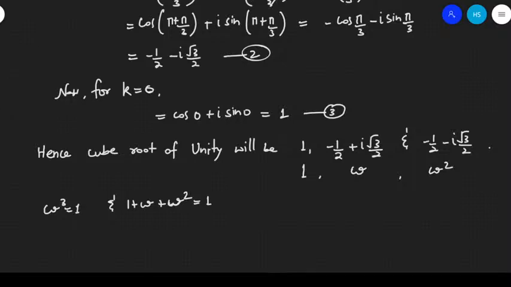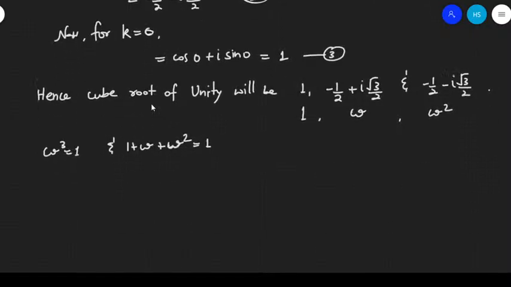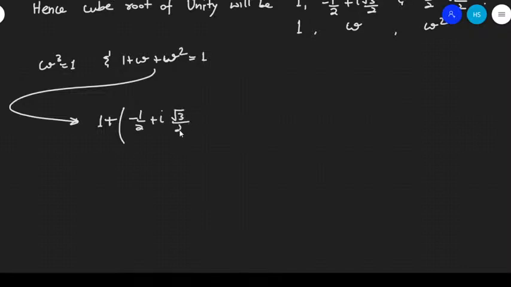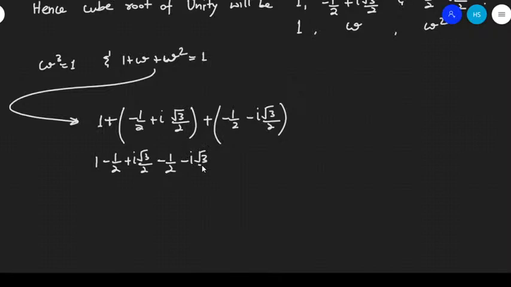Now let's see this expression here. 1 plus omega, the value of omega is here, that is minus half plus iota root 3 upon 2, plus the value of omega square, that is minus half minus iota root 3 upon 2, which can be written as 1 minus half plus iota root 3 upon 2 minus half minus iota root 3 upon 2.